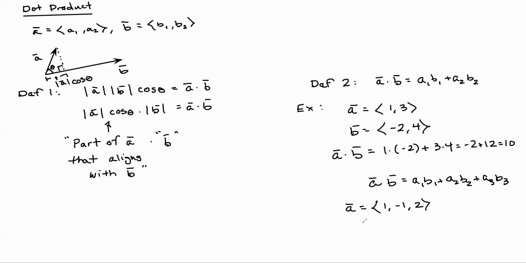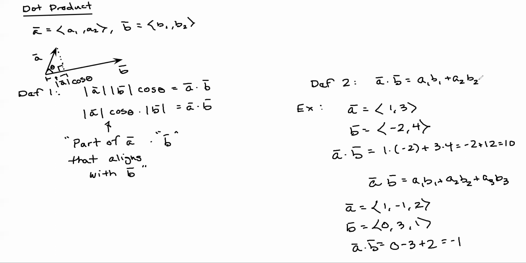So we have let A be 1, -1, 2, and let B be 0, 3, 1. Then A dot B would equal, and you don't have to write all this out if you don't want to. It's just 1 times 0, which is going to be 0. -1 times 3, that's -3. 2 times 1, that's 2. And so you're just going to get -1. Okay, so there's a good place to start.